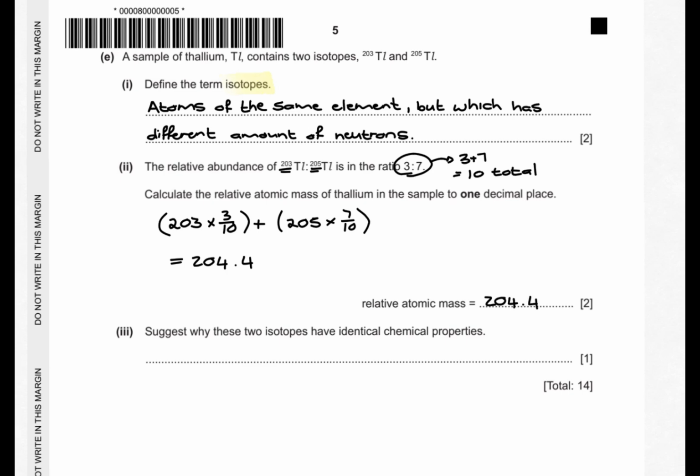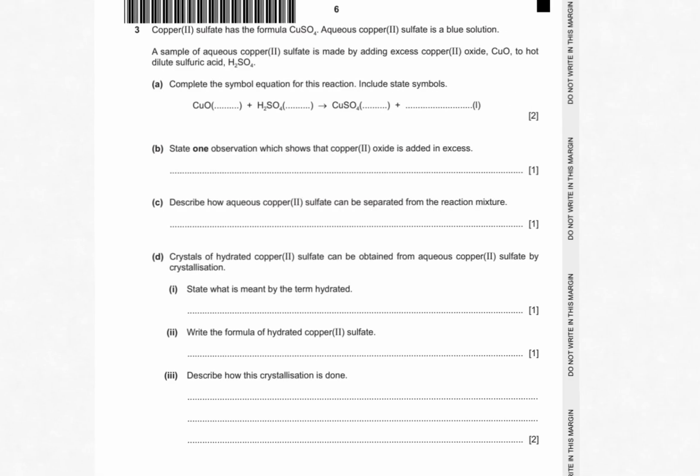They then asked to suggest why these two isotopes have identical chemical properties, and this is because of their electron configuration. So the way the electrons are configured around the nucleus of the atom will determine how it chemically reacts. This is because the electrons will be attracted to protons in other atoms, and depending on how they're situated, they might attract stronger or repel each other stronger. So if two elements have the same electron configuration, it means they would have the same chemical properties. Okay, let's move to the next question.